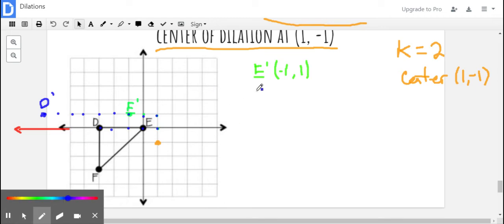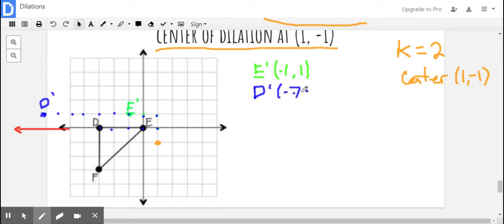And that point D prime we'll just record over here to the right. And that would be the point we said we had to go 8 to the left. So that would put this at 1, 2, 3, 4, 5, 6, 7, -7, comma 1.